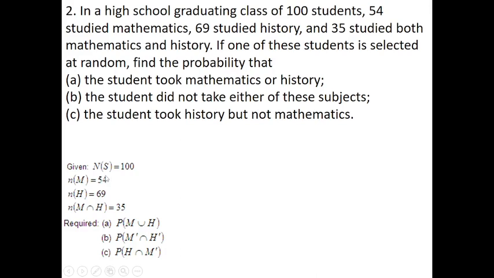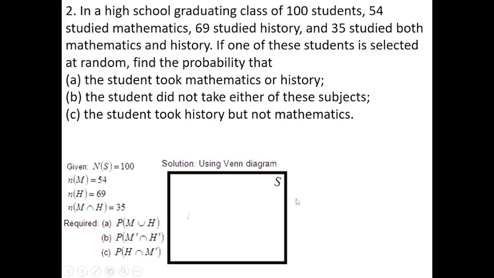So, ibig sabihin niyan, kung ima-minus ko yung 35 sa 54, 54 minus 35, yung remainder, yun yung nagtitake ng math lang. Gets nyo? Yung 35 na to, i-minus ko from 69, 69 minus 35, yun lang yung nagtitake ng history. So, yun yung interpretation. Okay? So, let's now solve the problem. So, solution using Venn diagram.